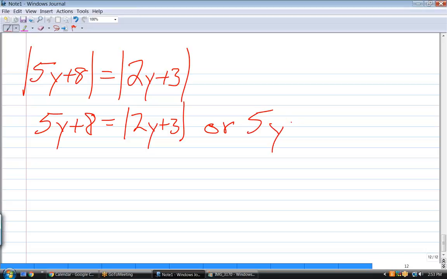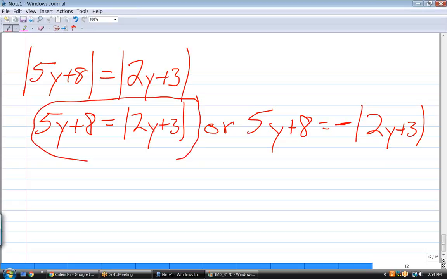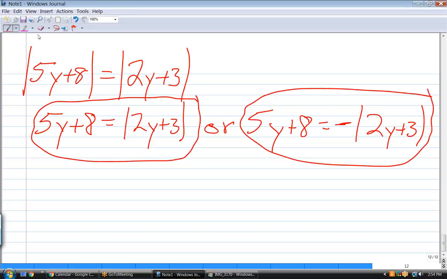5y plus 8 equals, where's the negative sign go? On the outside. Negative absolute value of 2y plus 3. Now notice what we're looking at. Now we've gotten rid of two absolute value signs, and each one of these things only has one. So now we can write two equations for that, and two equations for that, and we're going to end up with 4 answers.